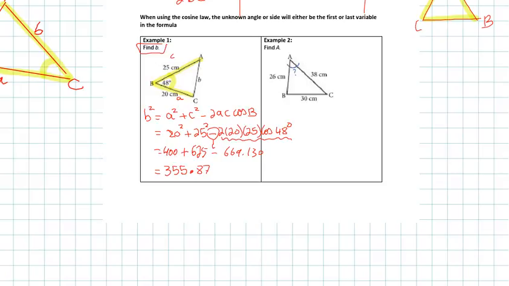So far I found what? B squared. I did not find B yet. Then I have to square root. That would be 18.86. So 18.9 really. Okay? Because remember that side has to be to one decimal place.